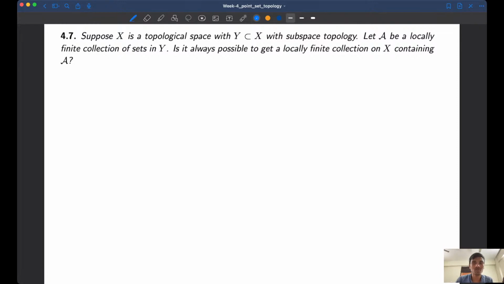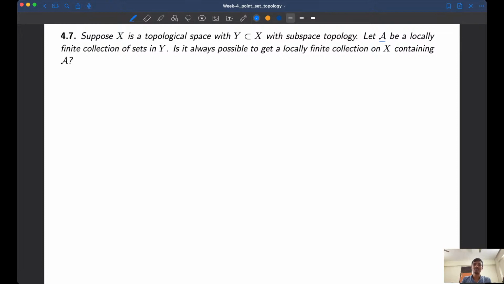Locally finite means you have a collection of subsets inside Y. When I say A is a locally finite collection of sets in Y, each of them is a subset of Y, but a locally finite collection in X means you can consider subsets of X also, and that collection contains this collection A. In particular, whether it is locally finite in X or not, the collection A is locally finite at each point of Y, right? Yes, each point of Y.